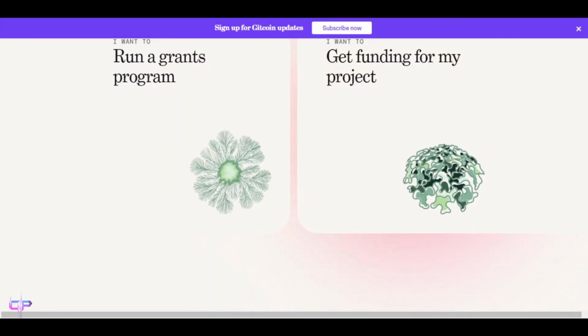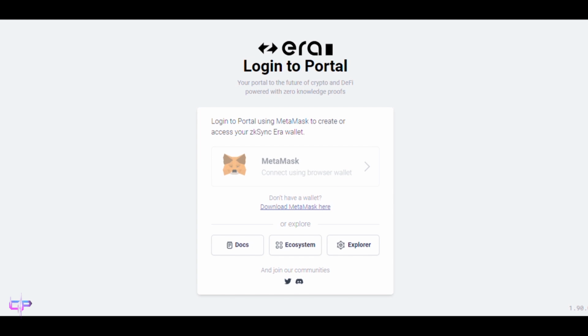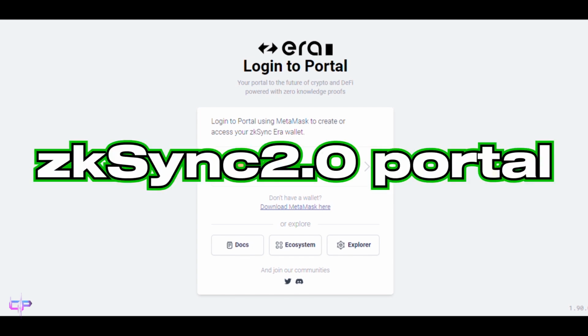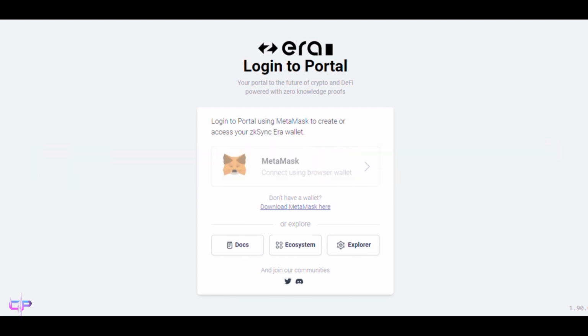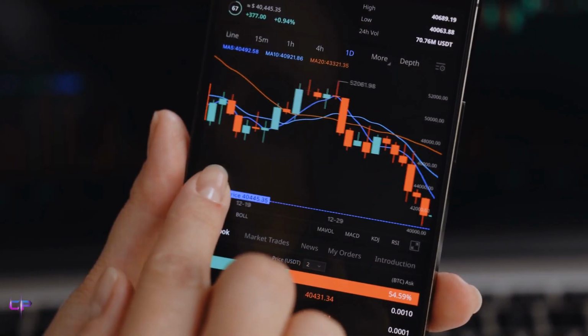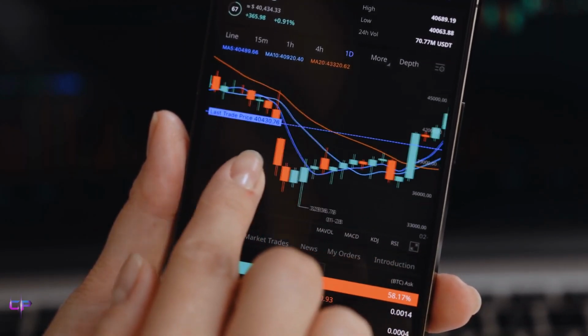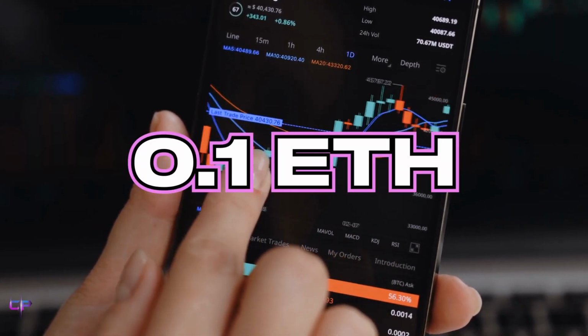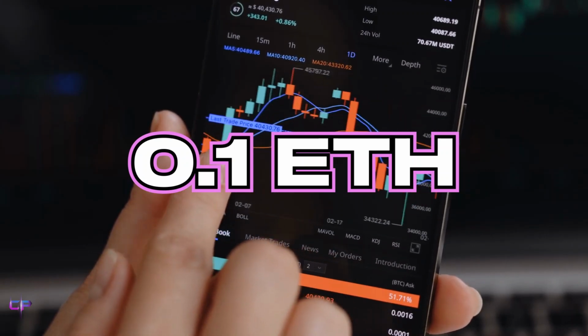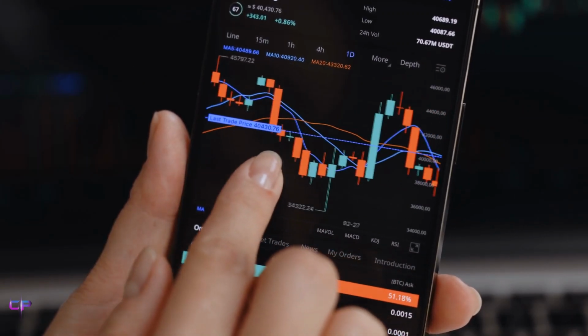Now, the fourth recommendation is to claim the ZkSync faucet tokens. Visit the ZkSync 2.0 portal and request testnet tokens from their tap. This network is an EVM-compatible rollup that uses ZkSync's zero-knowledge technology. The tap allows you to request up to 0.1 ETH of ZKS tokens for free every 24 hours.